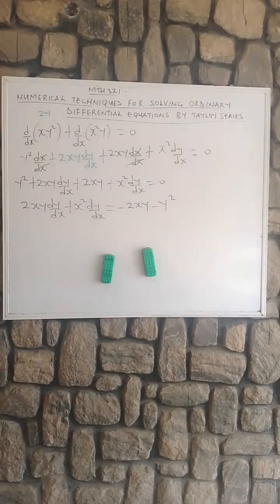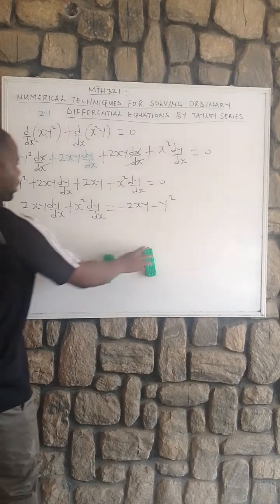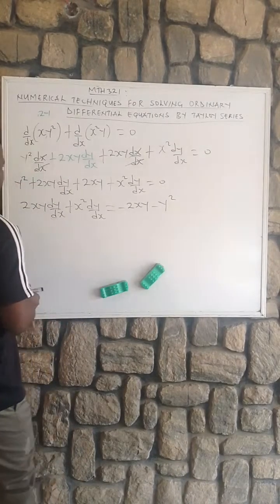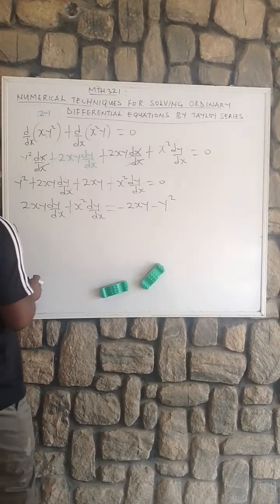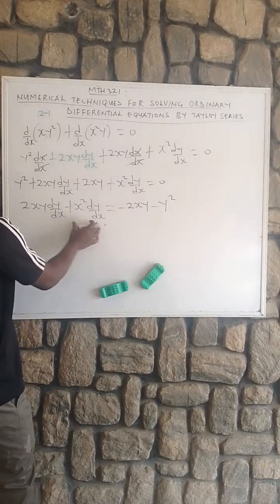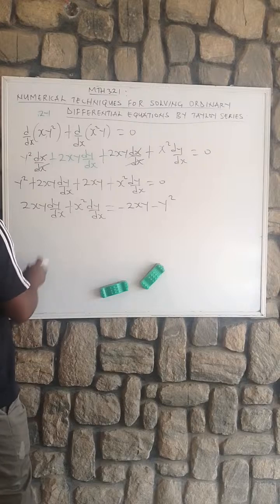Yeah, is that clear? So it means what we need to do here is, I think, what is common on the left hand side, dy over dx.